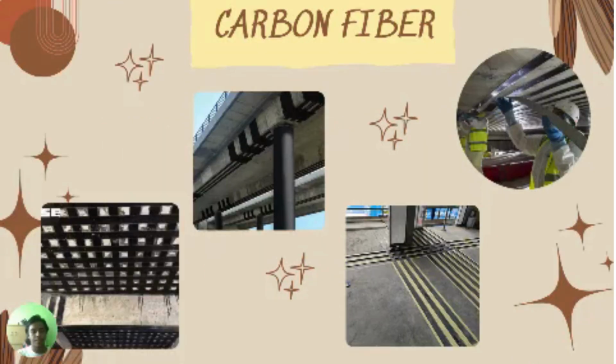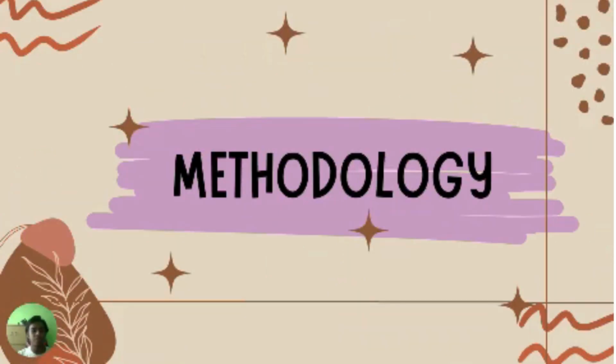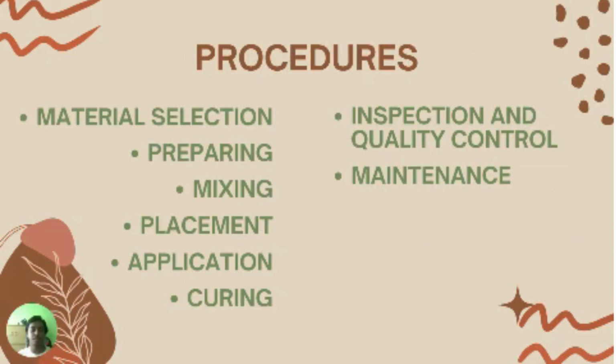So this is the carbon fiber, as you can see, used in construction. Most commonly we use it as a mat. Next, I'll proceed with the methodology. For the methodology, I will explain some of the procedures on how the carbon fiber is made. First things first, the material selection.